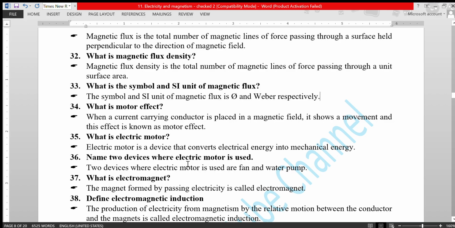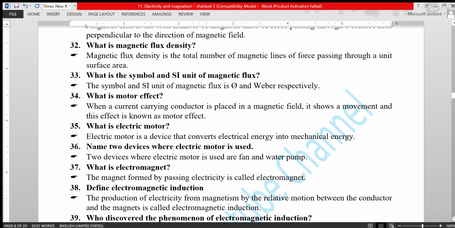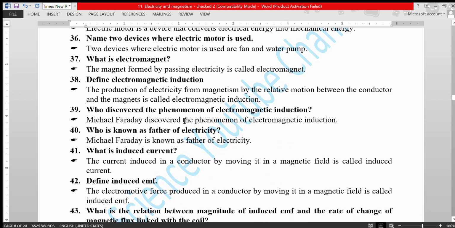Name two devices where electric motor is used. Two devices where electric motor is used are fan and water pump. What is electromagnet? The magnet formed by passing electricity is called electromagnet. Define electromagnetic induction. The production of electricity from magnetism by relative motion between the conductor and the magnet is called electromagnetic induction.